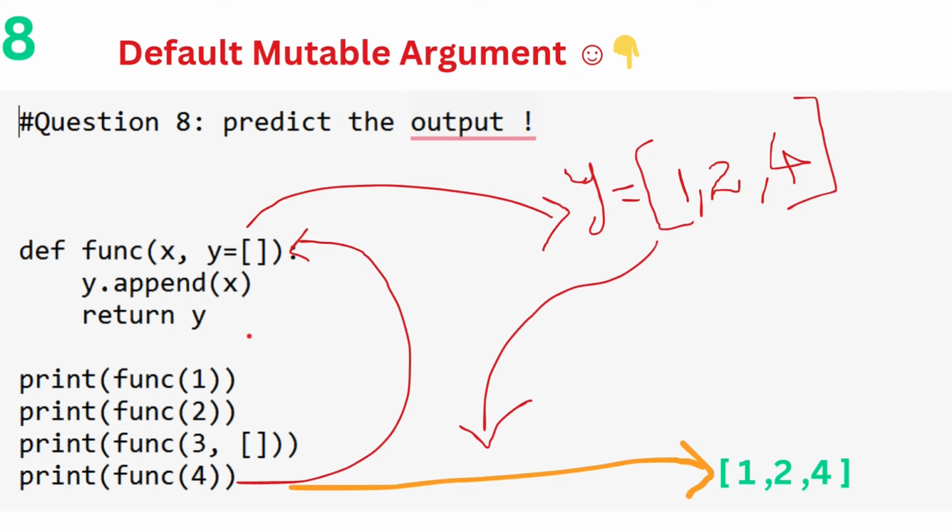So this is how the default mutable argument behaves, and it is kind of tricky yet easy once we are cautious about its behavior, so that we won't be surprised with any unexpected outputs.